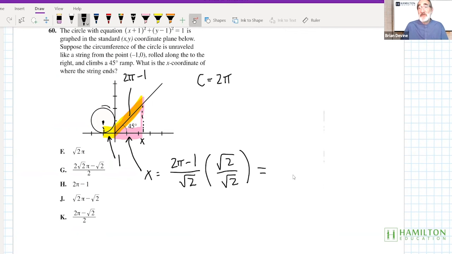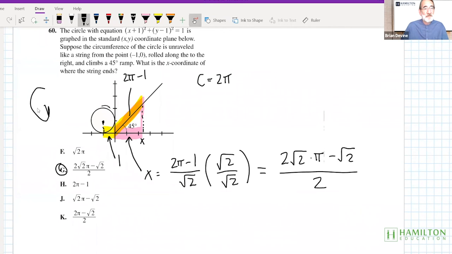It gives us an equivalent view of what this value would look like. And I get 2 root 2 times pi minus root 2 over now an integer value, which makes it a rational number. We've rationalized it. And we can see that G is the correct answer.